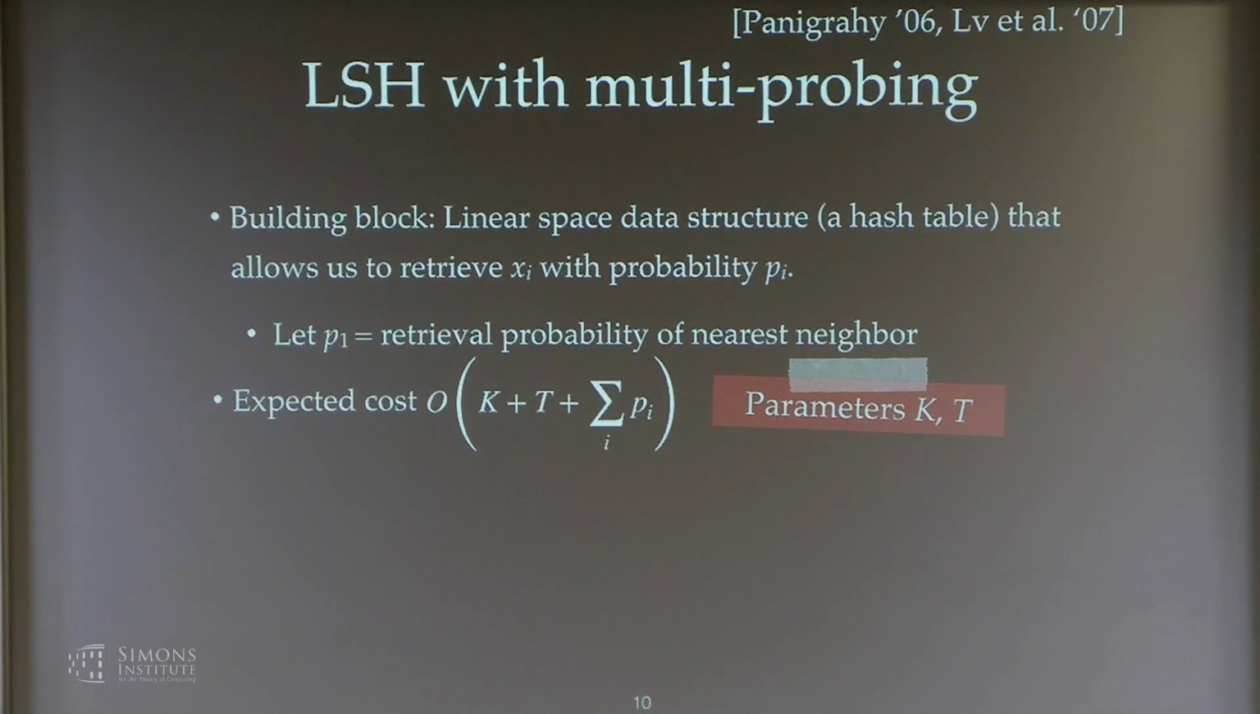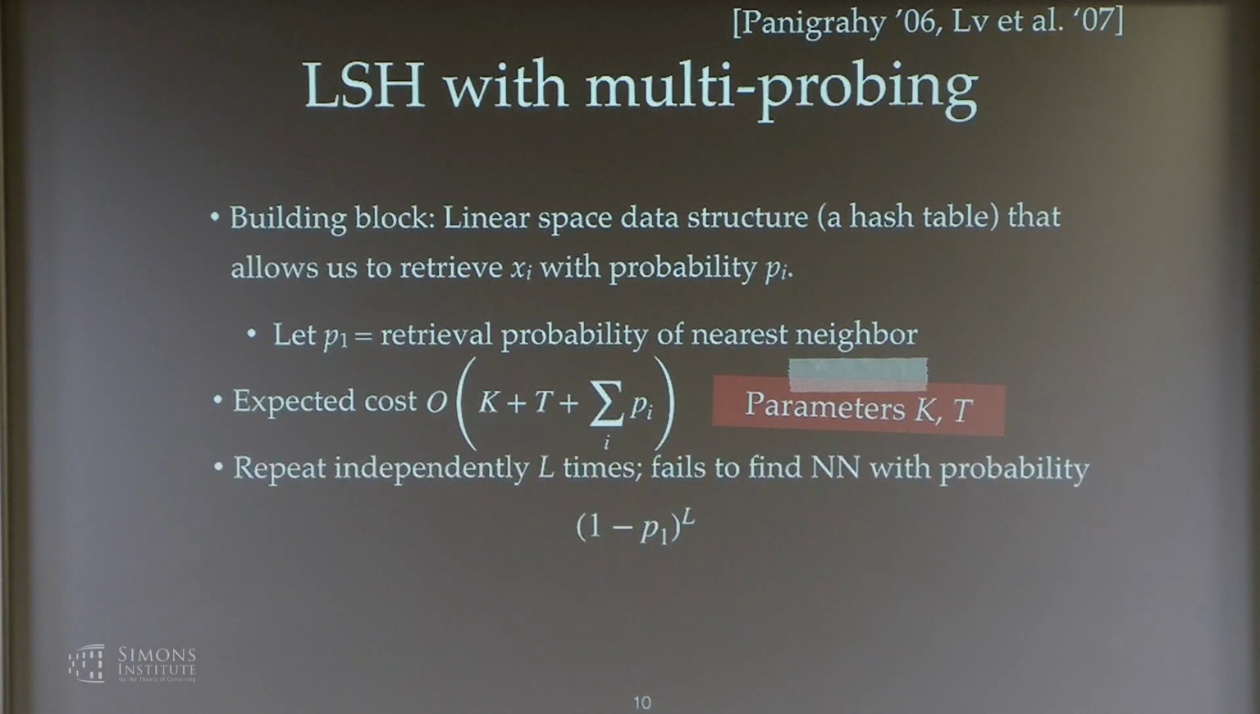Now, suppose you have this. What is the probability that you fail? Well, it's pretty large. It's 1 minus p1. But you can of course repeat. Okay, so suppose we repeat independently L times, capital L times. What is the probability that we fail? Well, it's the probability that we fail each time. So it's (1 minus p1) to the L.